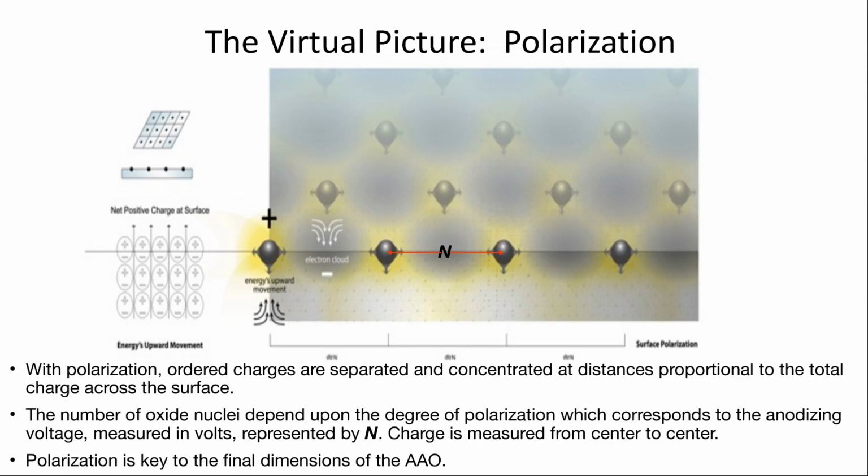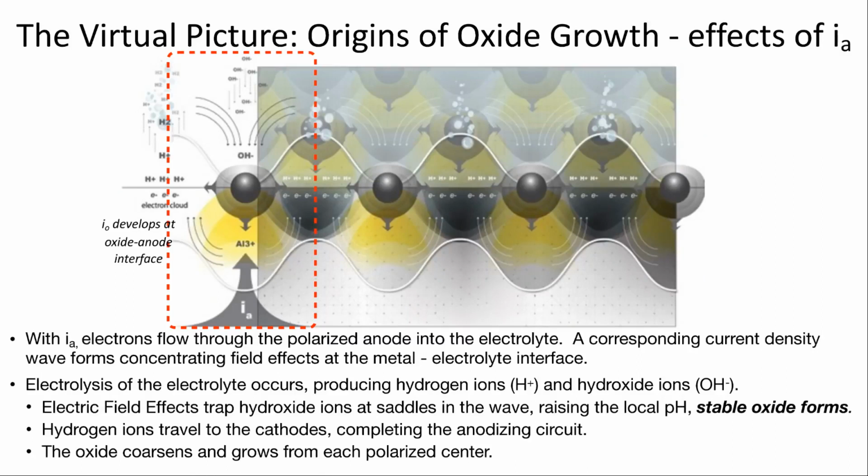The number of nuclei depends upon the degree of polarization that corresponds to the voltage, and the charge is measured from center to center. So we flip the switch, we turn that current on, and guess what, guys? In equilibrium situations, we have a double layer. But when we push current through this, arbitrarily set to our specifications, we make that double layer oscillate according to the spacing set by that polarization.